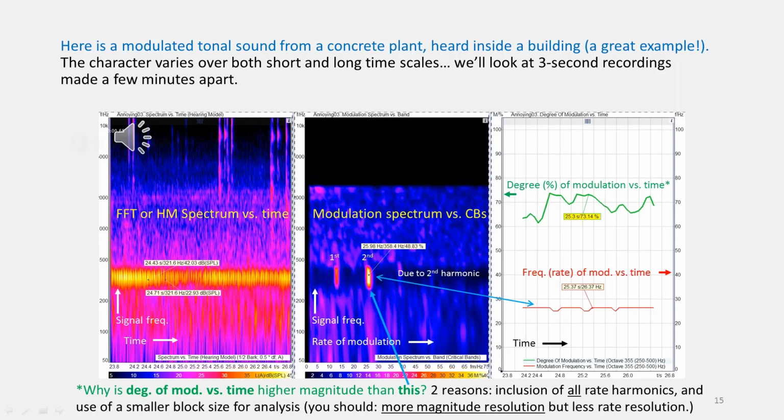So we can see here and hear the sound. This is a cement plant whose noise gets into a building and can be heard in the noise of people inside. And so the people inside made some recordings a few minutes apart.